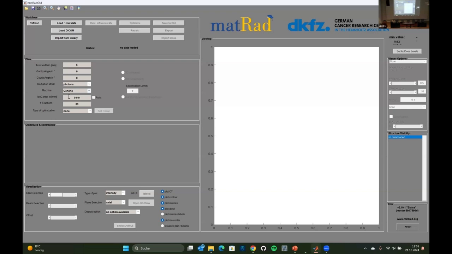You already heard about the ISO center. So the ISO center is, in our case, automatically defined. In practice, it can be a little bit more challenging.